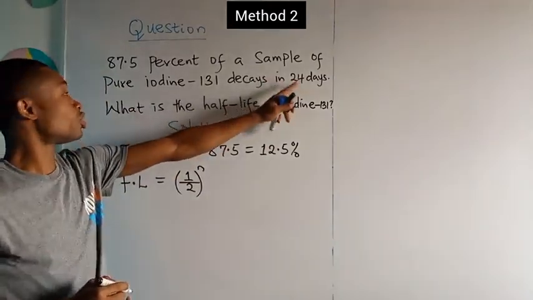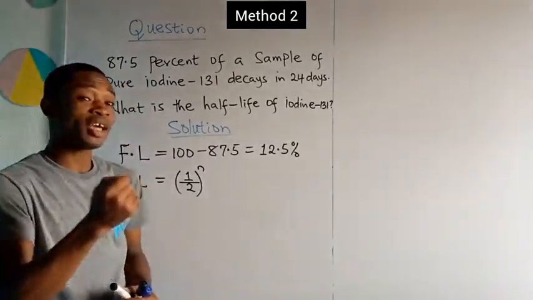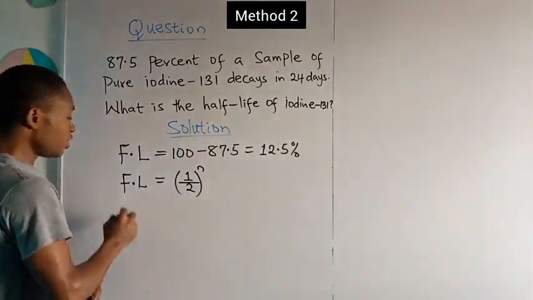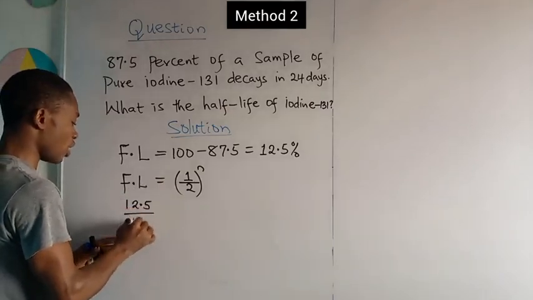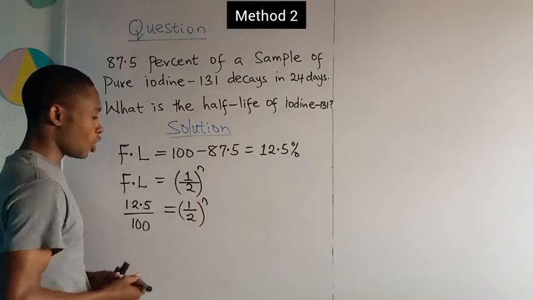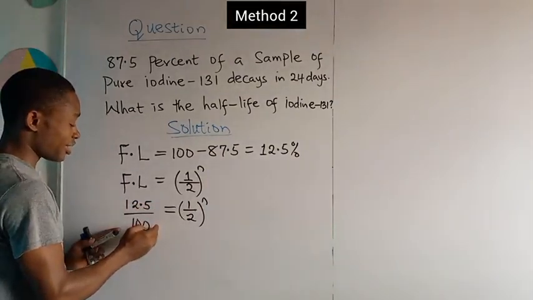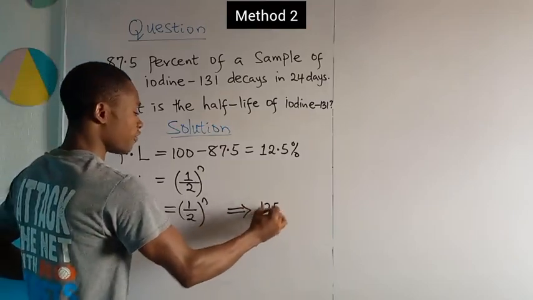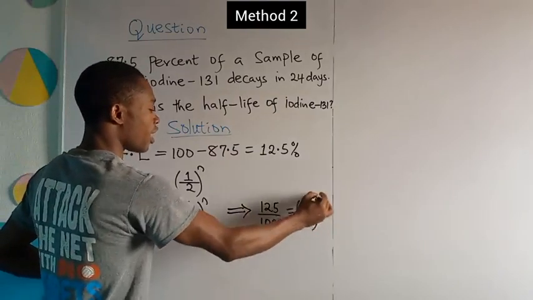We know our t, the time it took for this 87.5% to decay, which means that it is the same time that it will take for 12.5% to remain. Having said that, we can now substitute. Fraction left is 12.5, we are dividing it by 100. That's equal to 1 over 2 to the power of n, where n, of course, is t over t half. Converting this, I'm going to multiply the numerator and denominator by 10, since this is one decimal place. So this implies that 125 divided by 1000 is equal to 1/2 to the power of n.